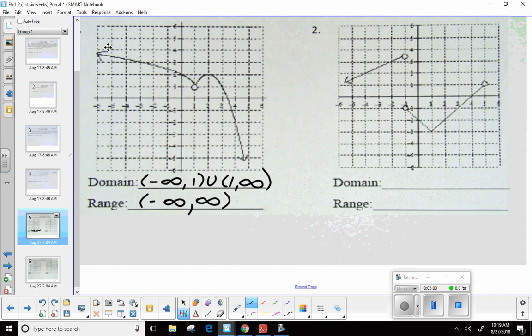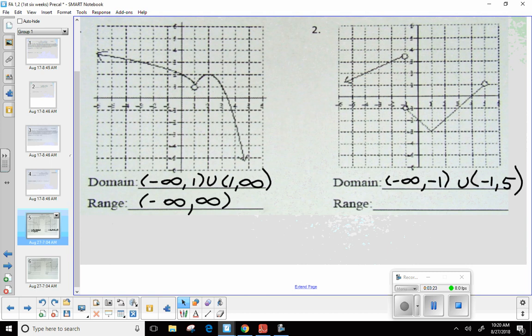Okay, what about the second one? Anybody help me out with the domain? Hey, Stephanie. Okay, so she says negative infinity to negative 1, and then union negative 1 to 5. And how would you like me to close those up? Just with parentheses? Okay. Is she right?